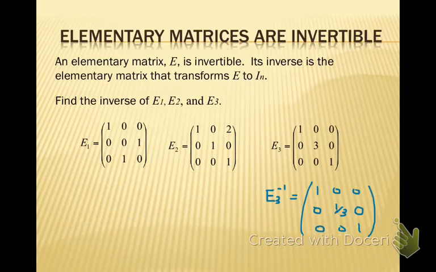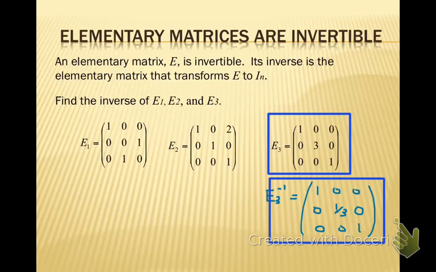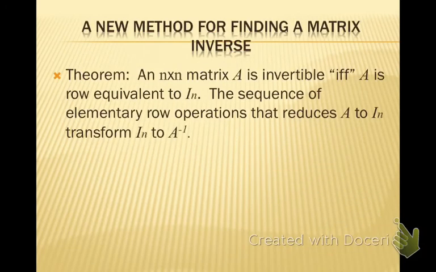So now that you understand the process, I would like for you to try to find E3 inverse on your own. The result should be the following. Again, to verify that E3 inverse is the inverse of E3, you must multiply it on the left and the right of E3 and show that you get the identity.